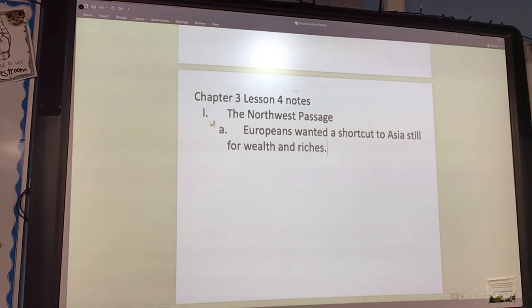Riker? So you know how they're really trying to find a shortcut? Did they have to find it? We're gonna have to read and find out.